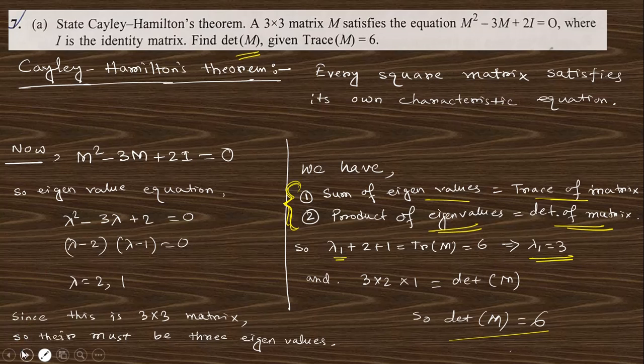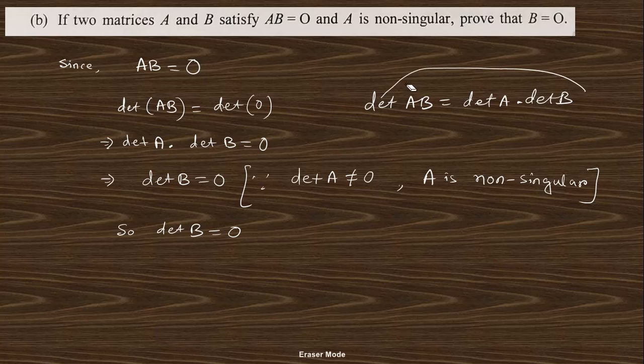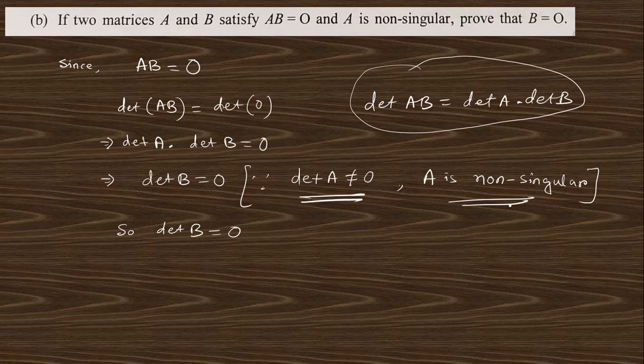So go to the next question, which says that if A and B satisfy AB equals 0, and A is non-singular, prove B equals 0. AB equals 0. If you take the determinant on both sides, you will get this, and this is the formula you know: the determinant of AB is nothing but the determinant of A times the determinant of B. This is the formula we used before also. So just use this formula. The determinant of A is not equal to 0 because A is non-singular, so the determinant of B must be 0.